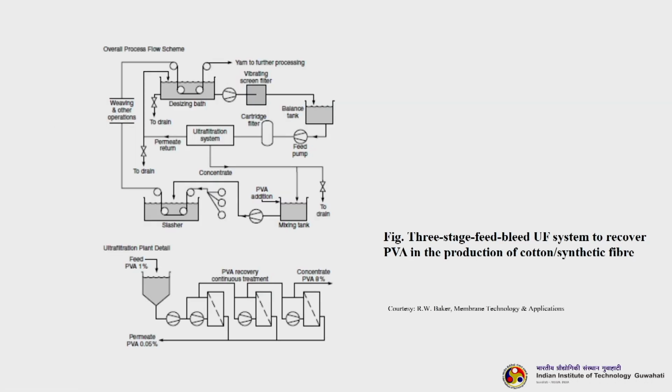So, this scheme you can see, this is the complete process, in which a 3-stage feed and bleed ultrafiltration system was used to recover PVA in the production of cotton and synthetic fiber. Here the ultrafiltration system is shown. In the feed the PVA percentage is only 1%. Now, using stage 1, stage 2, stage 3, we are enriching up to 8%. So, this is how PVA is enriched and then recovered.